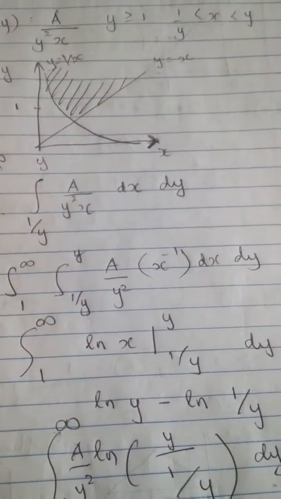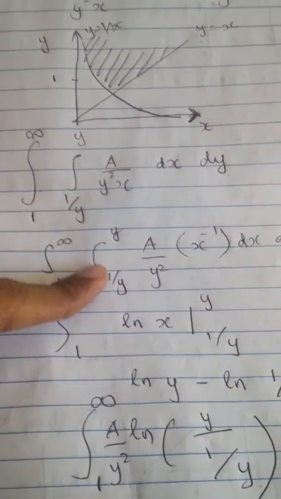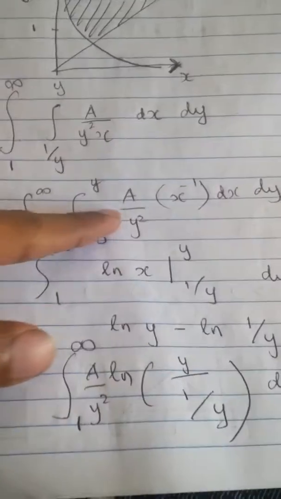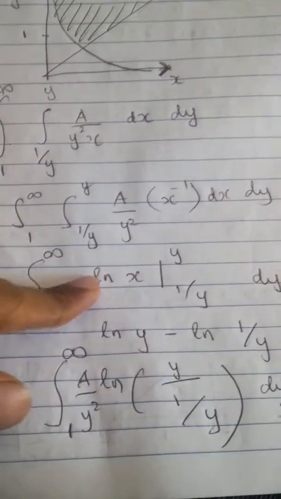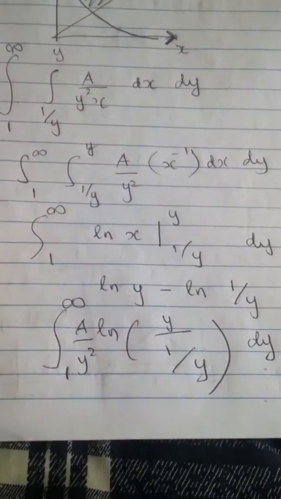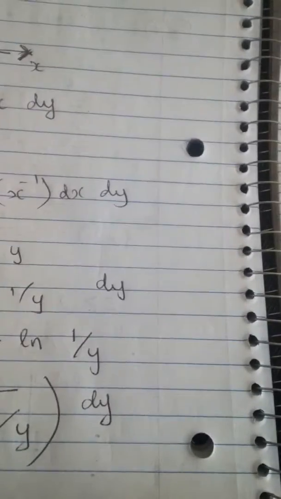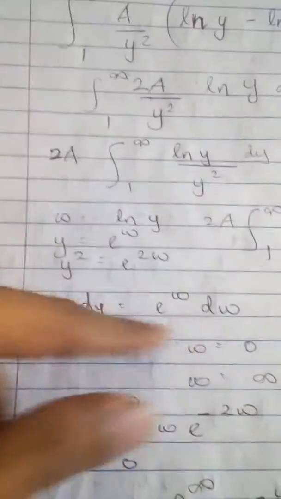Since we know the limits, in order to calculate a we equate the integral of f of x comma y to 1. So first we evaluate the integral. So x minus 1, which is ln of x, substituting the limits, ln y minus 1 by y to infinity, and thus here we come to a times the integral from 1 to infinity of ln y by y square dy.